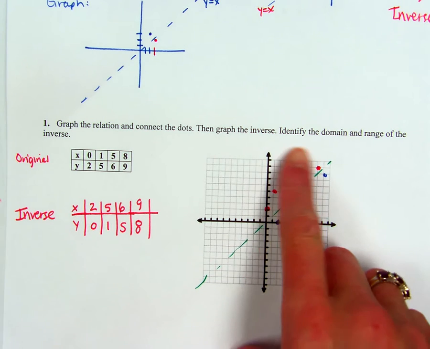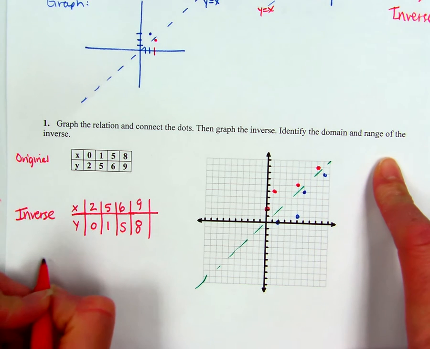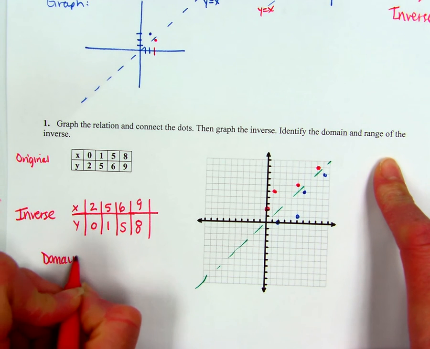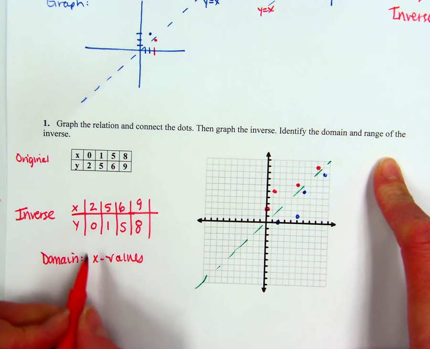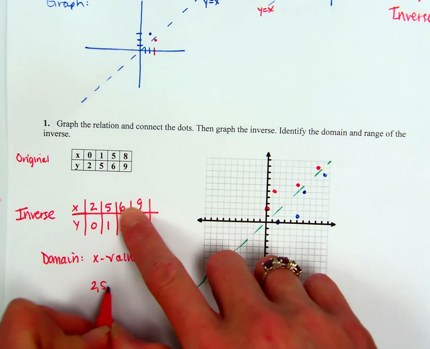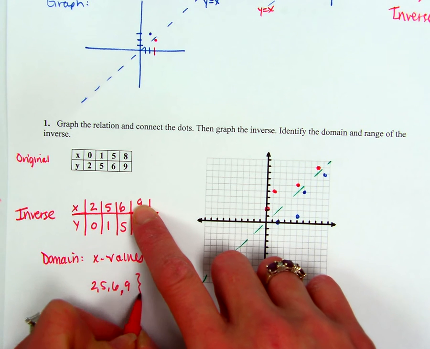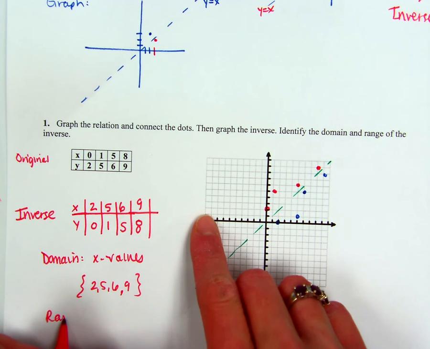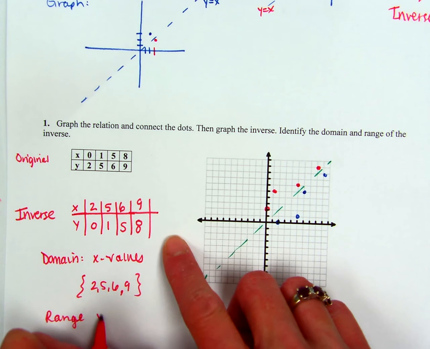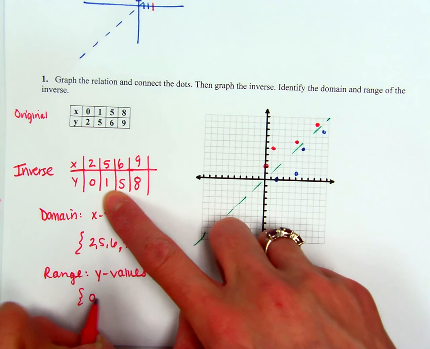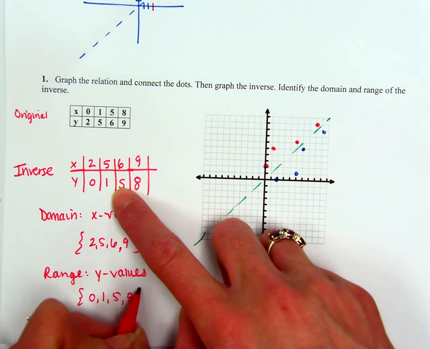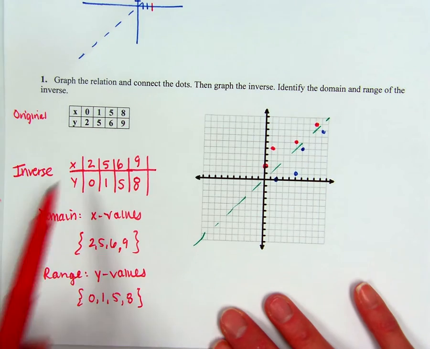All right, then it says identify the domain and range of the inverse. As a reminder, domain is all the x values. So my domain of the inverse is 2, 5, 6, and 9. And the range of the inverse is all of the y values. So my y values are 0, 1, 5, and 8. Okay, so this answers the question.